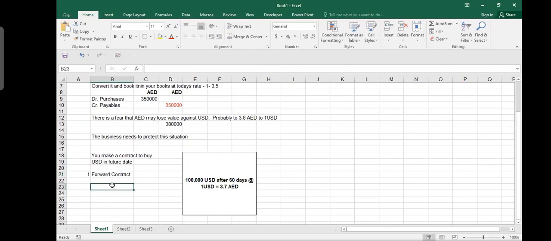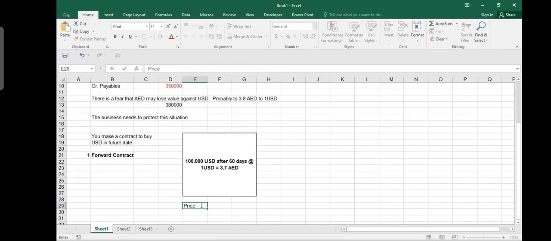This forward contract is what? This forward contract is a promise which gives you a right to purchase 100,000 USDs after 60 days at a price of 3.7. And there is some price of this contract, the cost of this contract, okay? Because they did not give you the contract for free. And you paid probably, I don't know, 2,000 USDs for that contract. So you paid $2,000 to buy this contract, and then you come back home.